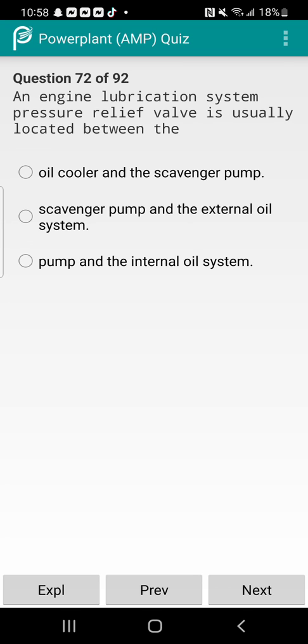An engine lubrication system pressure relief valve is usually located between the pump and internal oil systems.